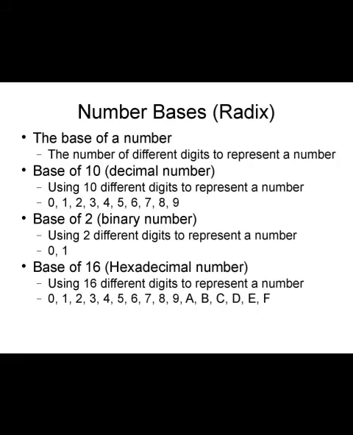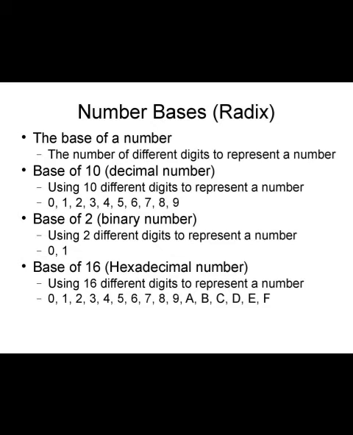We refer to the number of different digits used to represent a number as the base of a number system. The decimal system that we've been using has a base of 10 because we use 10 different digits to represent numbers: 0, 1, 2, 3, 4, 5, 6, 7, 8, 9. In the binary number system, we only use 2 different digits, 0 and 1. So we say that the binary system has a base of 2.